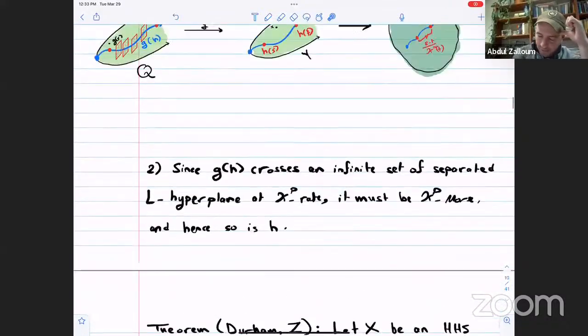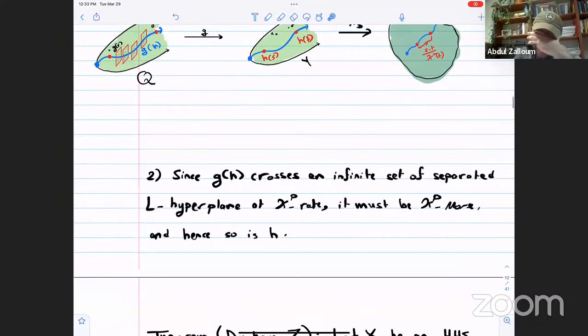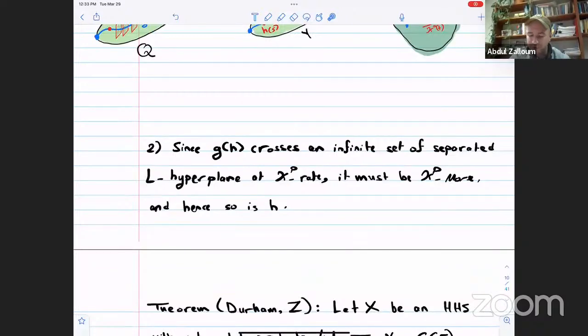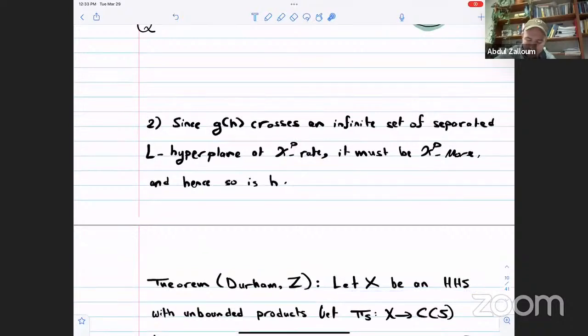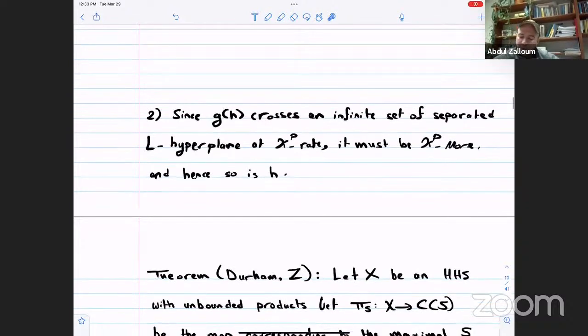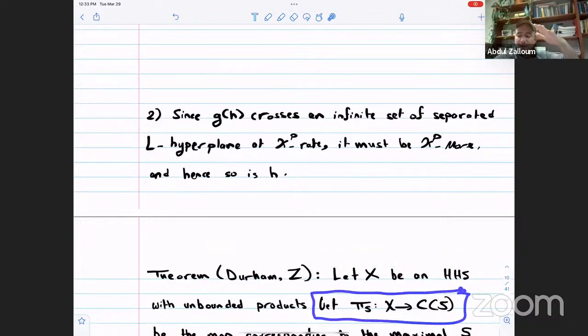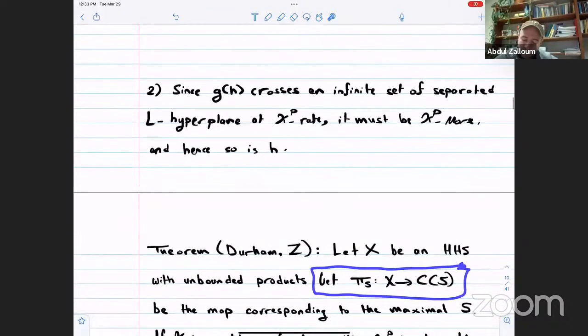All right, so good. Now, what else do we know about the kappa boundary? Everything here is joined with that term. So take X to be an HHS, all right? And suppose, don't ask me what this is, it doesn't matter, an HHS with some condition, so it still includes all the examples that you can think of. And suppose you have pi sub S, the projection map that goes from X to the top level curve graph.